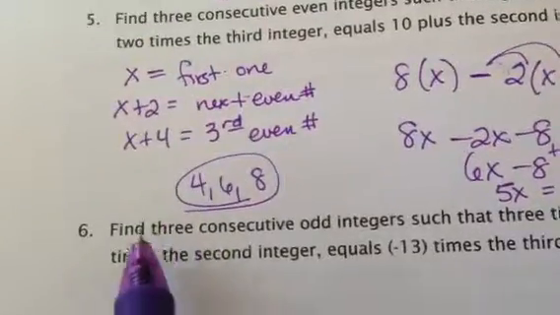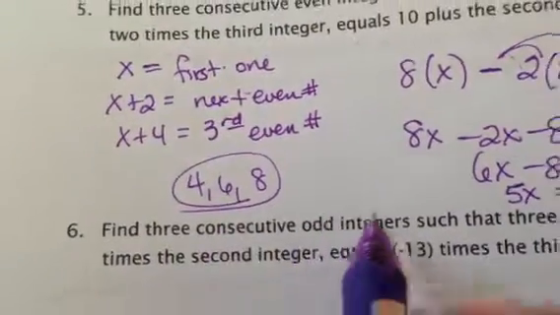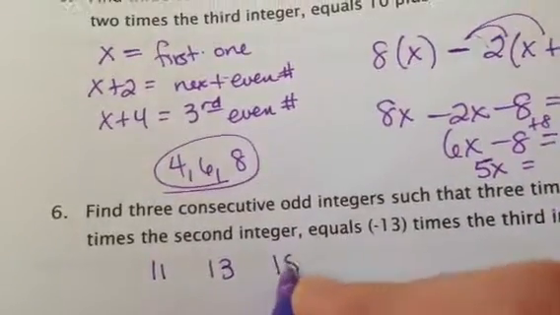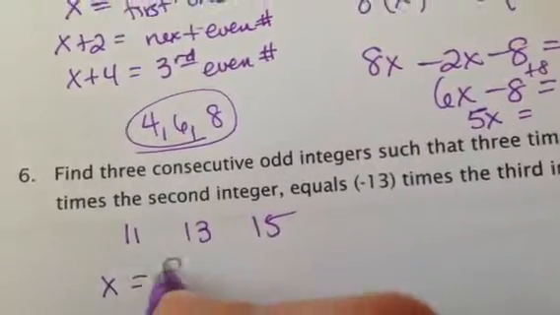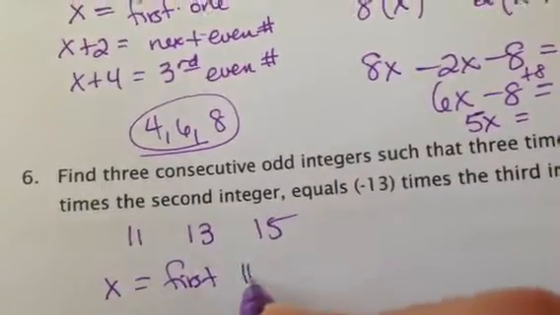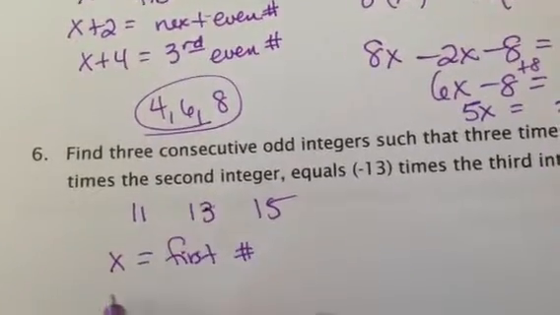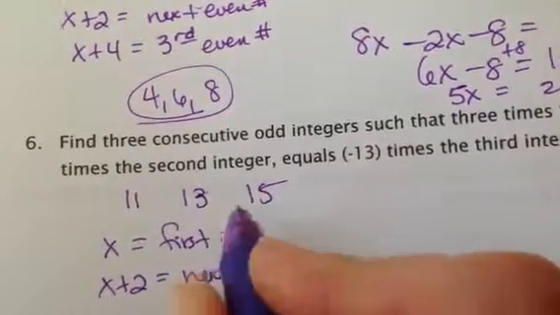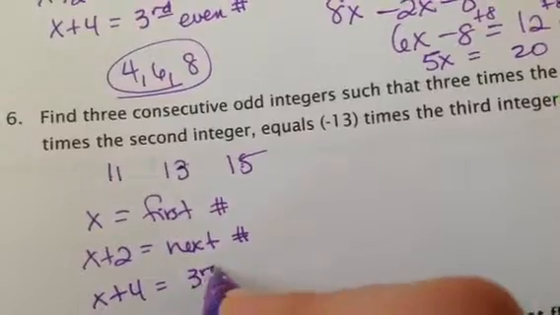Now, this one, I'm not going to do the whole thing, but when it talks about 3 consecutive odd integers, you're going to do this the same way. Think of any 3 odds. I just made some up. I have no idea what the answer is. Always let x be your first one. Notice how much bigger this one is. Do you see it's 2 bigger? So x plus 2 would be your next one. And this would always be 4 more, so that would be my third odd.